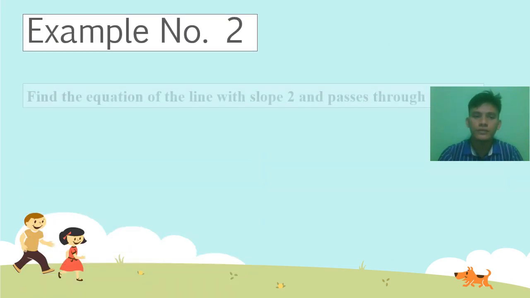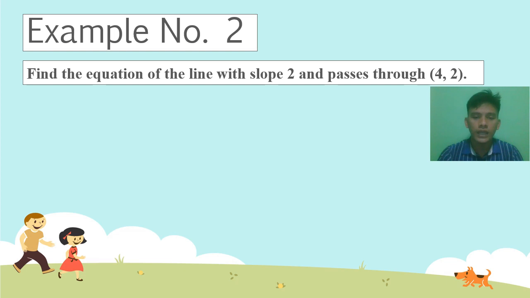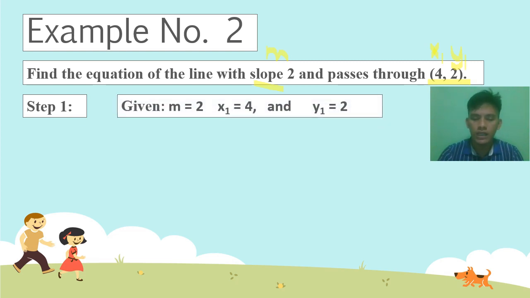Example number 2. Find the equation of the line with slope 2 and passes through the coordinates 4, 2. Step 1. We need to find the given values. The given values, we already have the slope and the coordinates. So this will be our m. We can name this coordinate x sub 1, y sub 1. That will be our given values. M is equal to 2, x sub 1 is equal to 4, and y sub 1 is equal to 2.